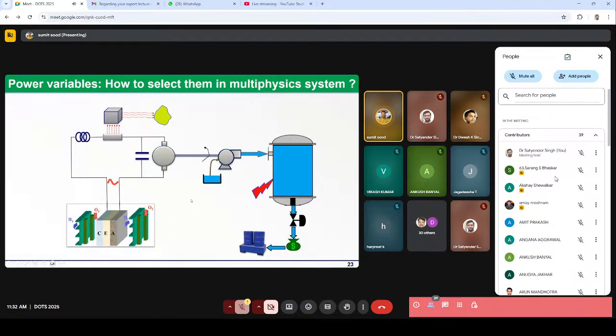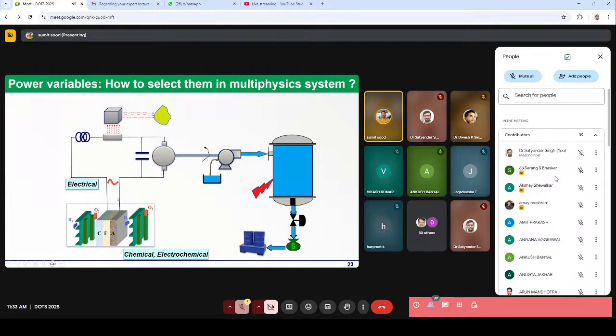So just to take an example, here you see a multiphysics system, and we want to see how we can select the different phenomena that are going on here. So just to see how this works, for example, we can see this part, this is the fuel cell. So it comes under the mechanical and electrochemical domain in general.